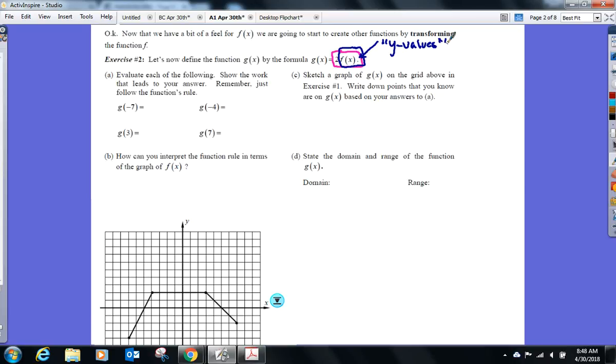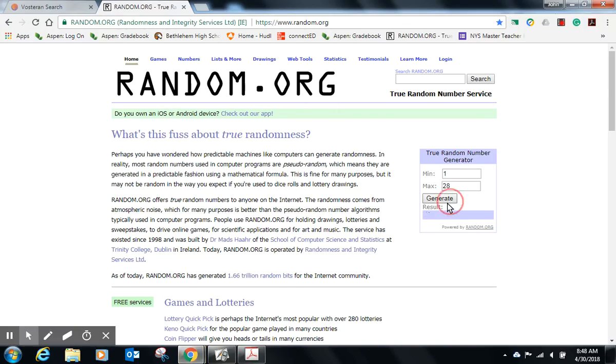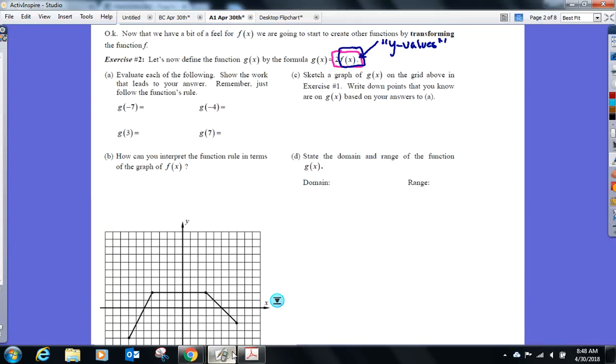So now g of -7. Go back up to the top, everyone. What was f of 7? -2. And what am I doing to the y values? Multiplying it by 2. So what should be my new value for g of -7? I'm taking all the y values and multiplying it by 2. So what's my new value for g of -7?